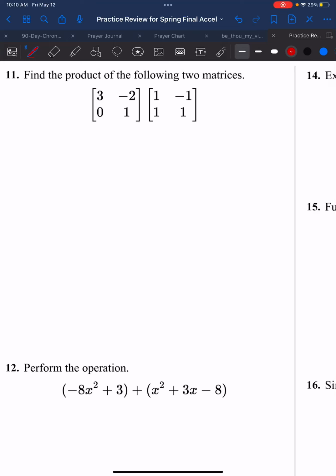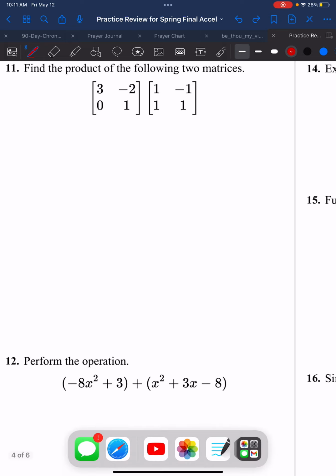So moving on to number 11, what we're going to do is find the product of the two matrices. You can do this by hand by multiplying rows by columns, but in this case, you've learned the calculator trick by now, so I would just go ahead and use that. That's what you're going to use on the ACT.